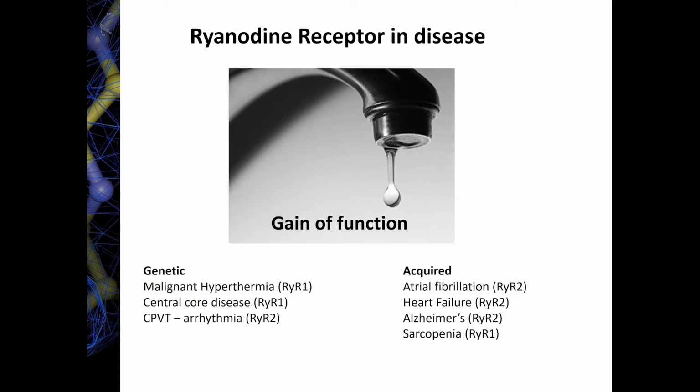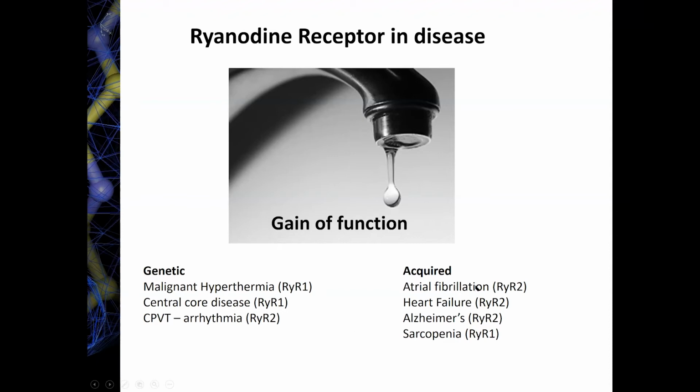And among the things that could happen, I told you about these genetic diseases: malignant hyperthermia or central core disease. That's due to mutations in the skeletal muscle isoform. The inherited arrhythmia, the stress-induced arrhythmias, due to mutations in the cardiac isoform, RYR2. But there's also emerging evidence that Ryanodine receptors are involved in maybe non-genetic diseases, but that misregulation of the Ryanodine receptor can either cause or exacerbate a number of disorders.